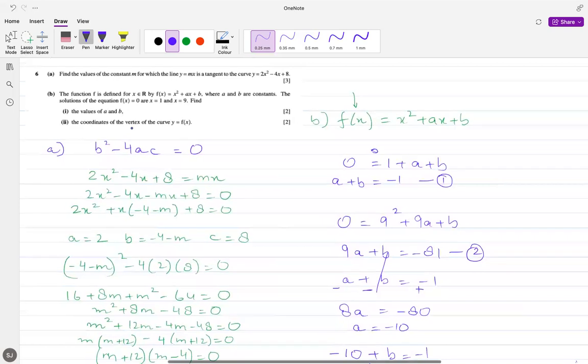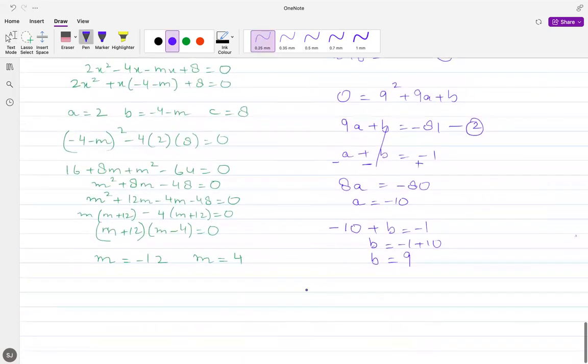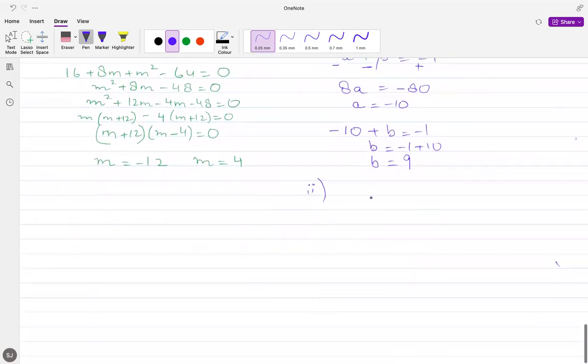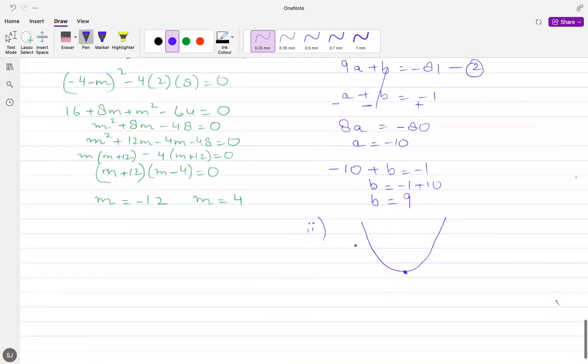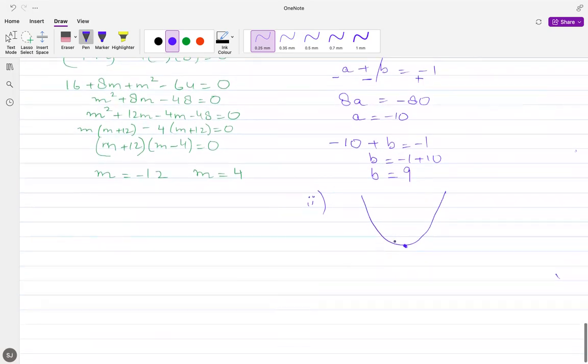In part 2, we have to find the coordinates of the vertex of the curve y equals f of x. Now, as f of x is a quadratic function, we know that it is of this form. As x squared is positive, it will have a minimum point. The coordinates of the vertex mean we have to find the coordinates of the stationary point, or the line which basically divides the curve into two equal parts. Now, an easier way to approach this is to just differentiate the equation and put it equal to 0 to get the value of x.